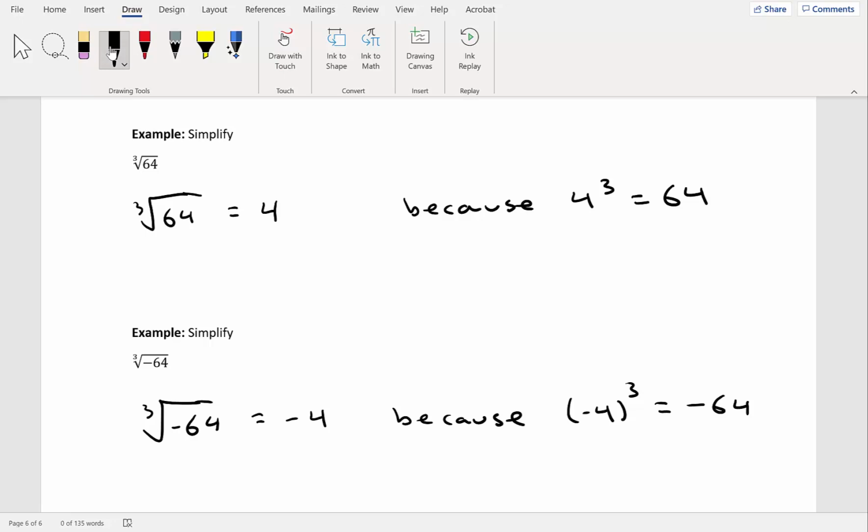It wouldn't work for square roots. So say you had the square root of negative 64. This is not equal to negative 8, because negative 8 raised to the second power gives us positive 64. Like I mentioned earlier, you can't raise a number to the second power and get a negative result. It's always going to end up being positive. But with cube roots, you can. So negative 4 times negative 4 gives us positive 16, and then times another negative 4 gives us negative 64.